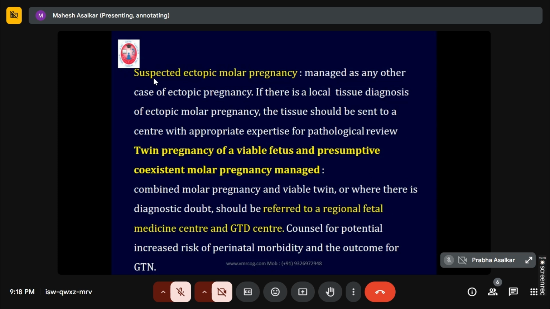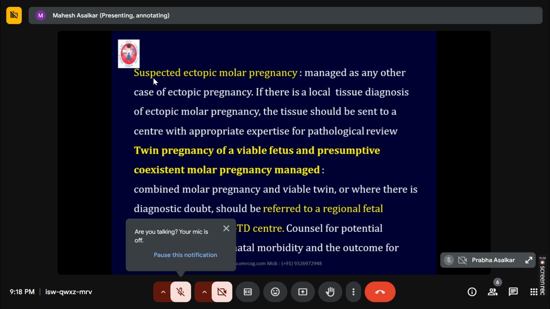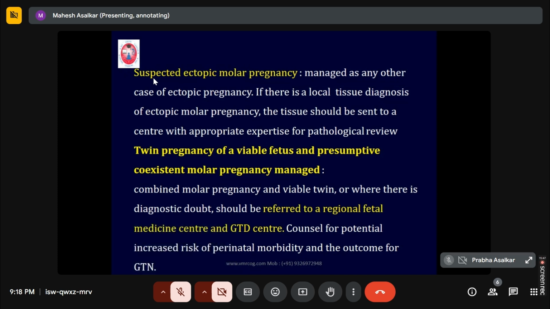Okay. Now you have a twin pregnancy with one viable fetus and you are suspecting a coexisting molar pregnancy. So you have a twin pregnancy in which one fetus is viable and the other is a molar pregnancy. Now, what are the possibilities? You can have a combined molar pregnancy with a viable twin, and if there is a diagnostic doubt, it should be referred to the regional fetal medicine center and GTD center. So you have to refer these patients to the regional fetal medicine center and GTD center, and counsel for potential increased risk of perinatal morbidity and outcome for gestational trophoblastic neoplasia.